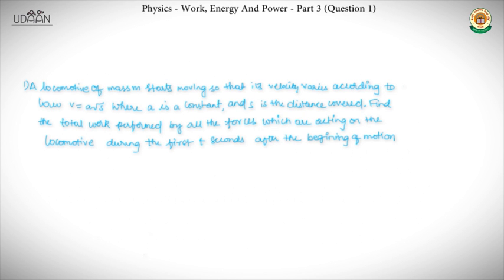It says a locomotive of mass m starts moving so that its velocity varies according to the law v equal to a under root s, where a is a constant and s is the distance covered. Find the total work performed by all the forces which are acting on the locomotive during the first t seconds after the beginning of motion.